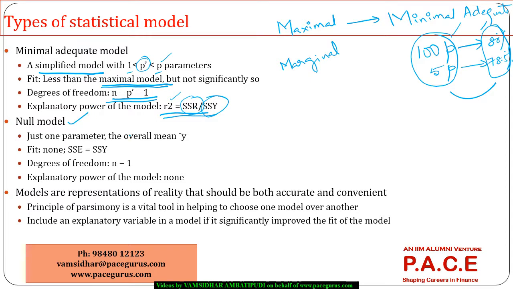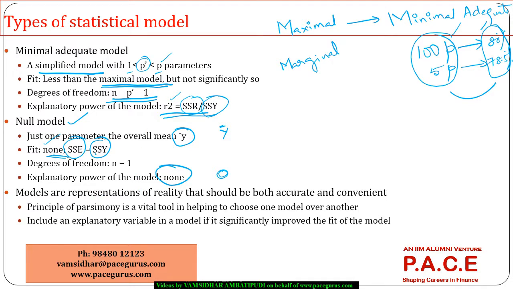Then we also have the null model, which means no parameter is included as a part of the model. The only parameter is the mean of the model, y bar. So in this case the error sum of squares is equal to the total sum of squares. So there is nothing called fitment here. No parameters apart from the constant. So there is no explanatory power of the model. It is going to be a zero kind of explanatory power associated with the model.